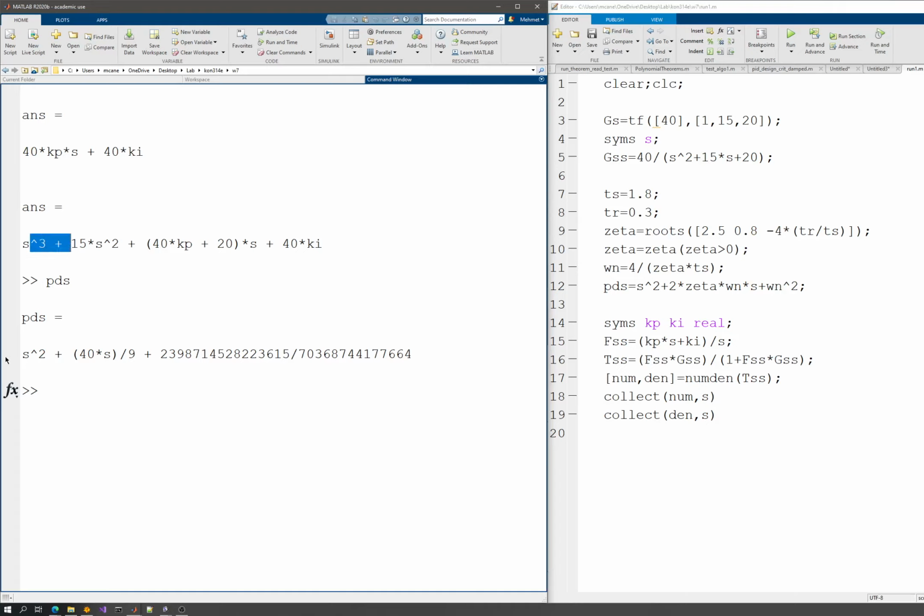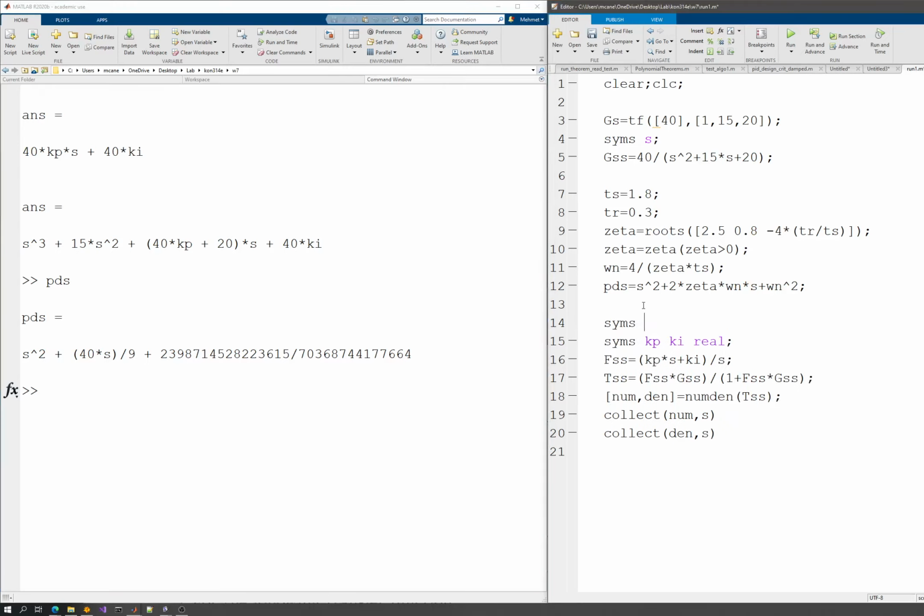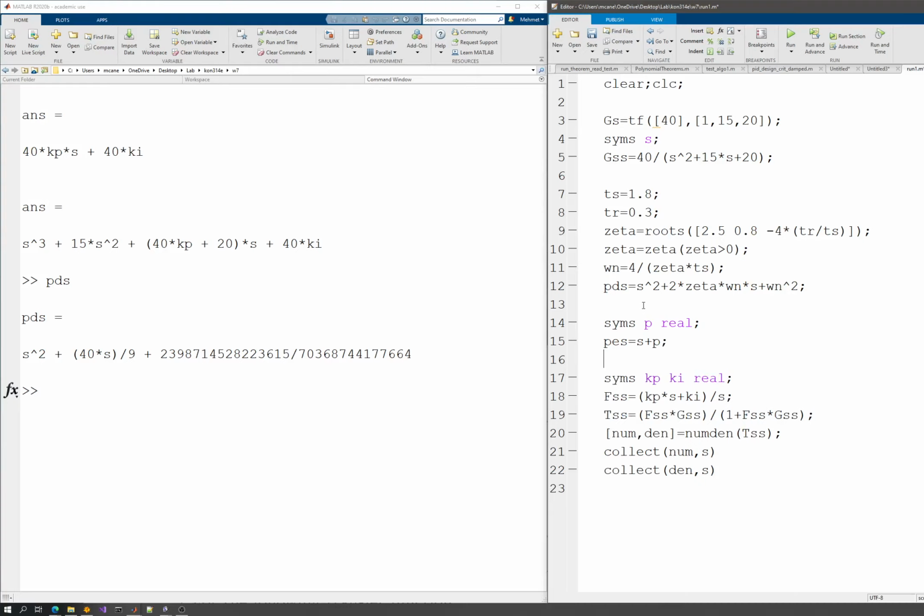Now, you can see that my PDS is s squared, so a second order polynomial. I have a third order closed loop polynomial, so I need to add another pole, which is also a real value because it's just one pole. And my PDS is s plus p. And then I can state my problem. The problem is to get the coefficients of my denominator.